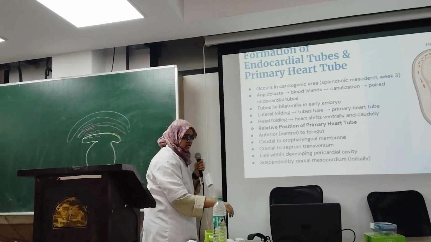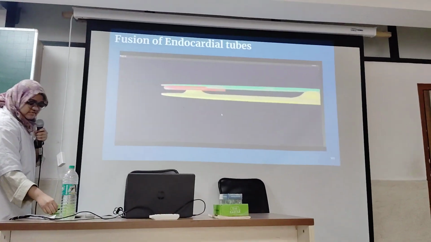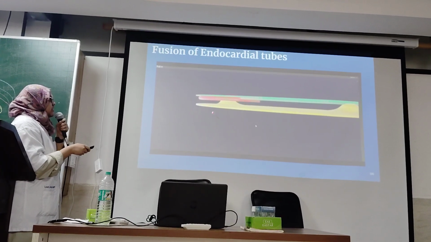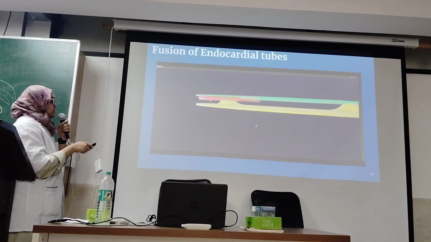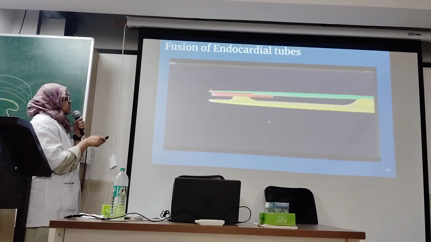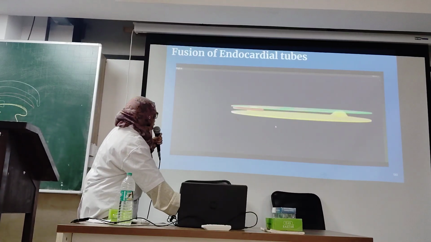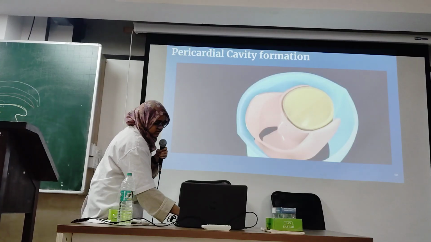So what happens is, here this is a very simplified version of the same. So somewhere here we'll have this foregut, here we'll have the oropharyngeal membrane, behind or rather dorsal to the endocardial tube is the pericardial cavity, and here is the septum transversum. Now the lateral and craniocaudal folding.